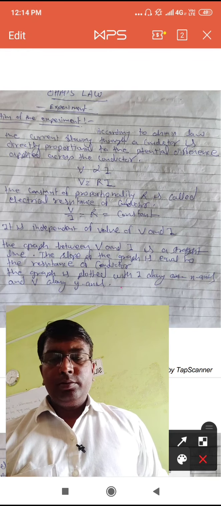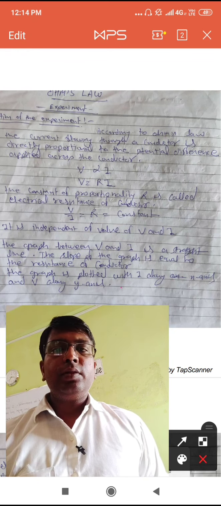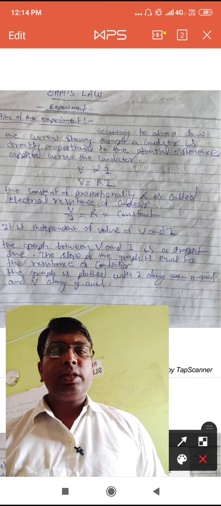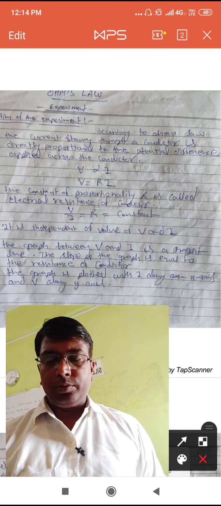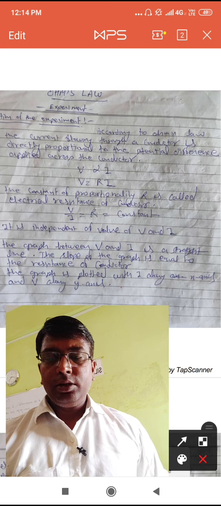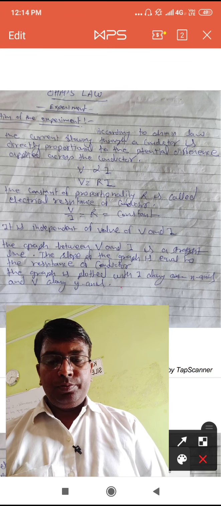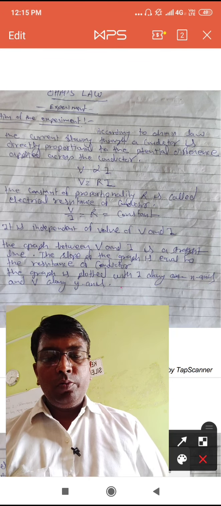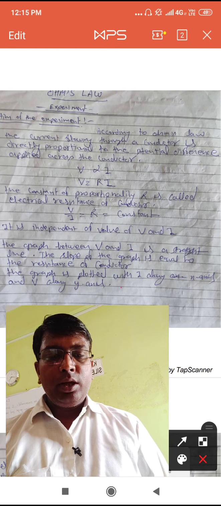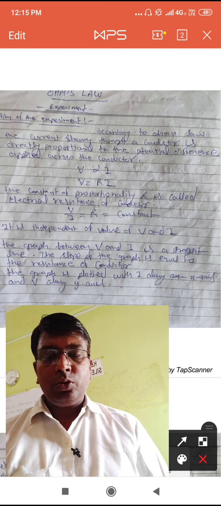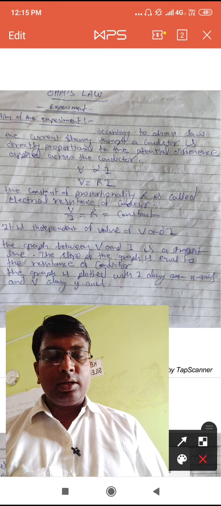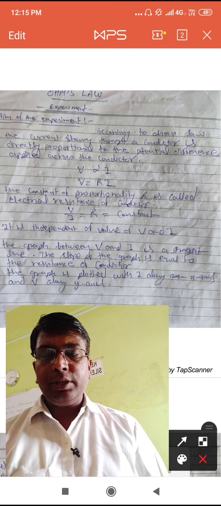Good morning everyone. In the 12th physics experiment session we will do the first experiment, that is Ohm's law. According to Ohm's law, the current flowing through a conductor is directly proportional to the potential difference applied across the conductor, provided the physical conditions like temperature, pressure, strain, etc.